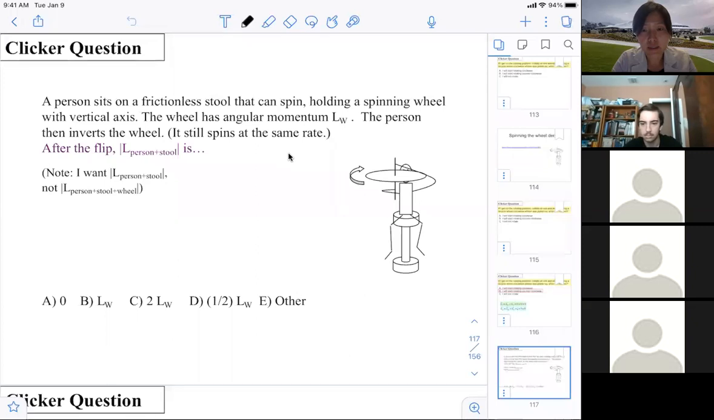So we're treating person, stool, and the wheel, those three objects all together, as our system. You can see there is no external torque acting on the system, right? Nobody is spinning these three different things. And there's no external torque, which means the angular momentum of the system should remain constant, should be conserved. So think about what happens before the person flipped the wheel and what happens after the person flipped the wheel.